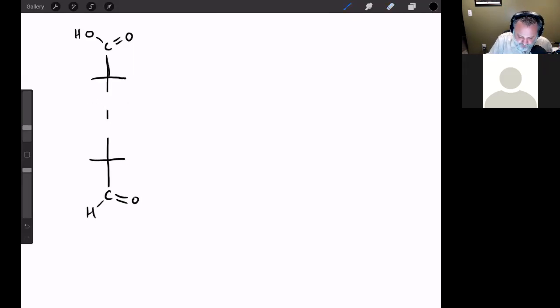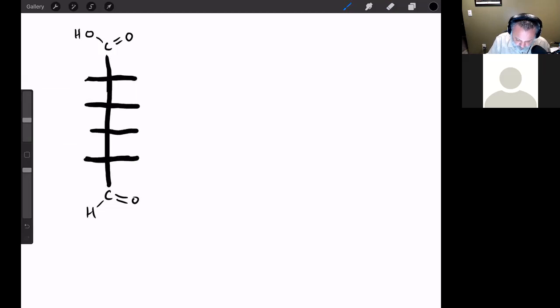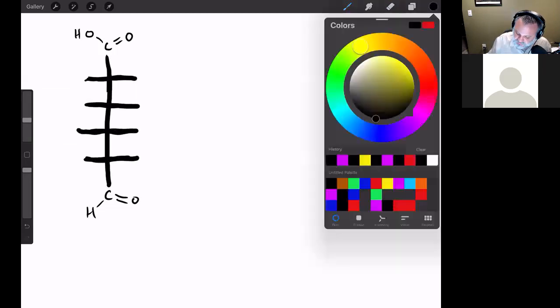And then the way that I look at it is that I say to myself, bonds that are vertical are coming towards me, and bonds that are horizontal are going away from me. So actually, let me reverse that because I said it incorrectly. Bonds that are vertical are going away from me, and bonds that are horizontal go towards me.